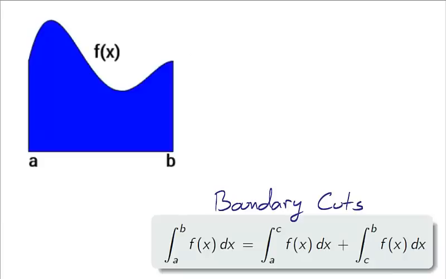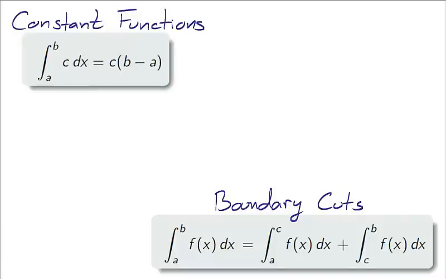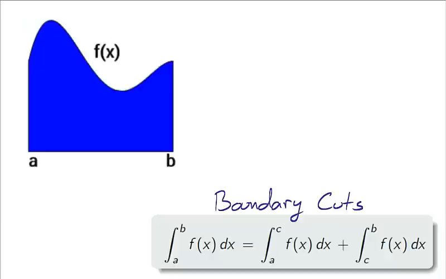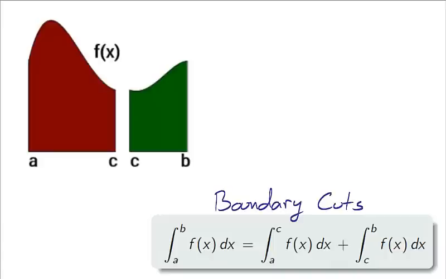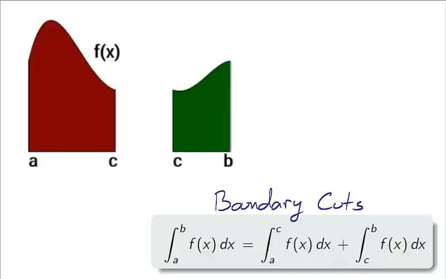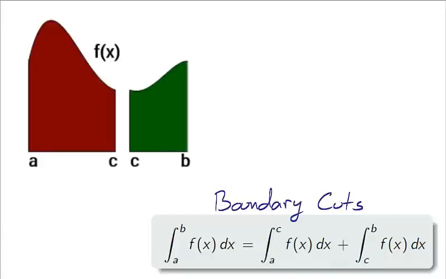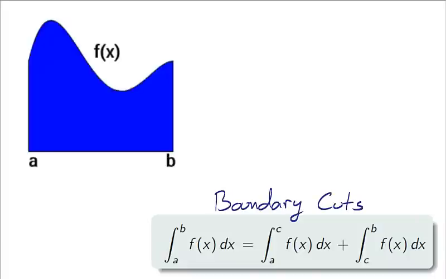We can take advantage of the cutting and gluing properties of area when calculating definite integrals. The integral of the function f on the interval ab represents the blue region. If we cut the x-axis at a point c, we obtain the red and green regions, whose area, which we represent as definite integrals, sum to be the blue region.